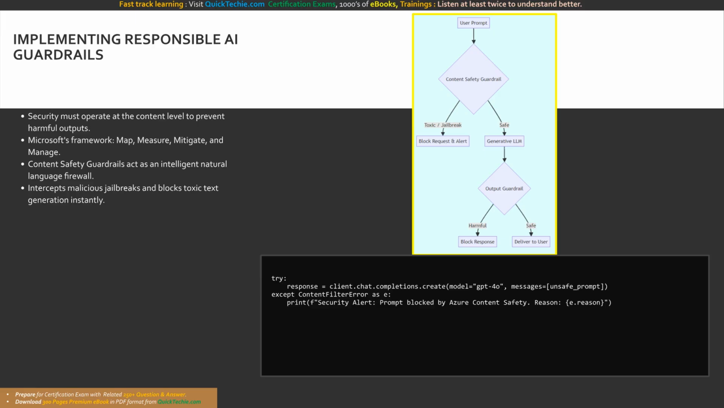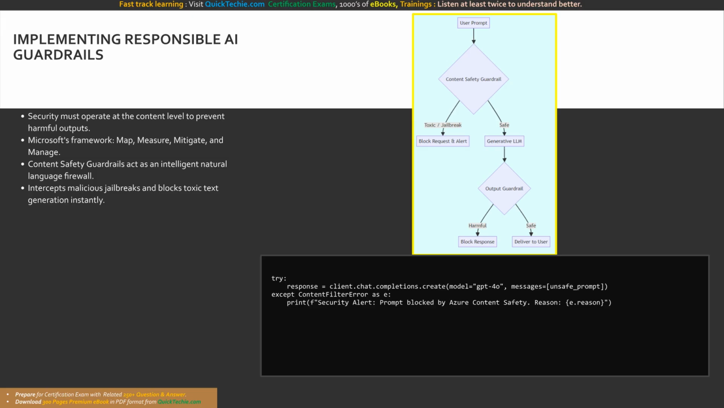Microsoft Foundry natively integrates powerful content safety guardrails that sit directly in front of your deployed language models. Think of these guardrails as a highly intelligent, specialized firewall, specifically designed for natural language interactions. When a user submits a prompt, this safety system aggressively scans it for malicious intent, such as coordinated jailbreak attempts or explicit corporate policy violations. If the prompt is deemed unsafe or toxic, the guardrail securely intercepts and entirely blocks the request before it even reaches the expensive generative model.